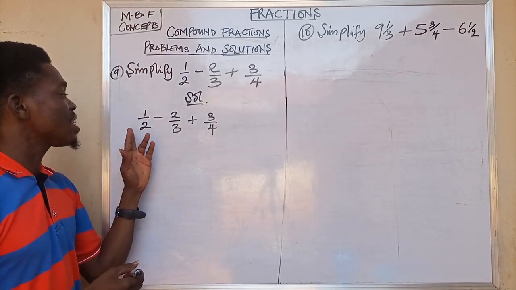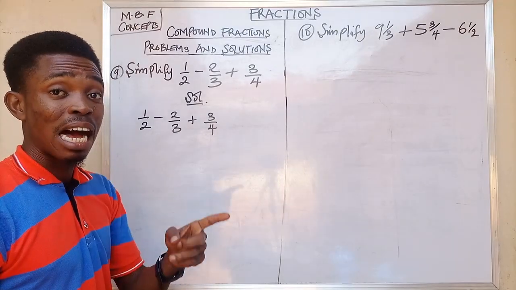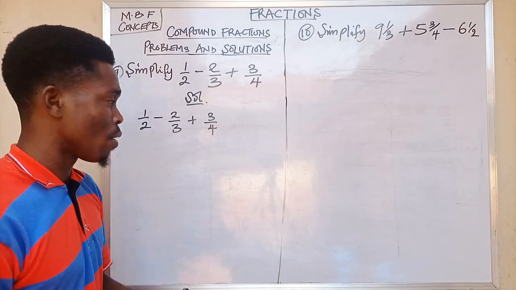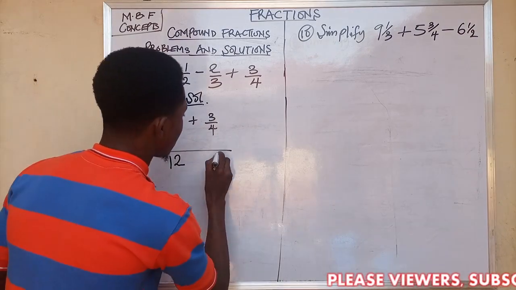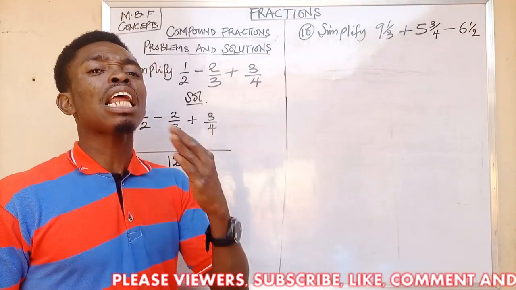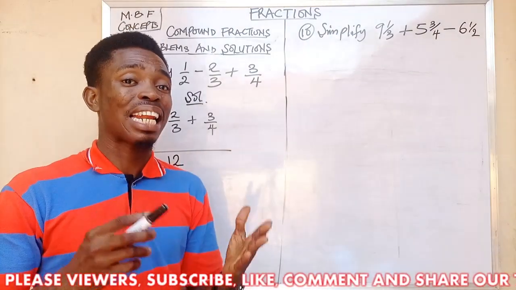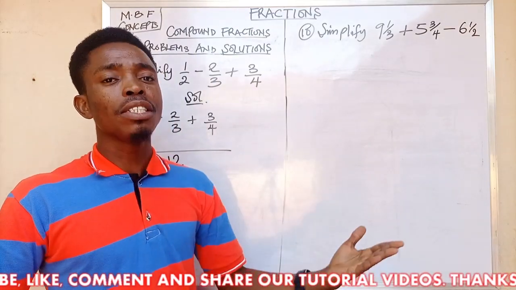And the L.C.M of 2, 3, and 4, guys, is 12. You can check that out in your L.C.M table. Alright? So we have 12, guys. This is now our new denominator. Now, of course, now that we have a new denominator, understand that we are likely going to have new numerators. Yes. Now, how do we get the new numerators, guys?